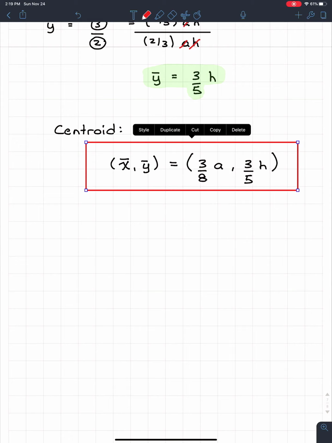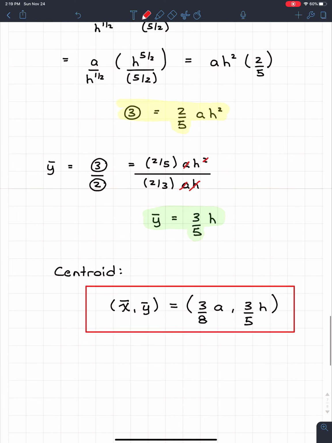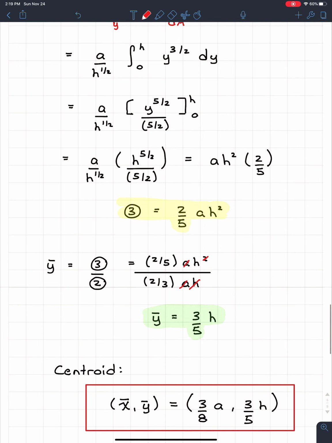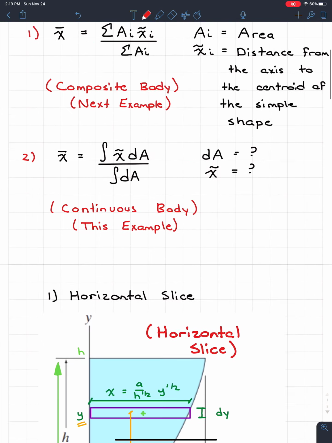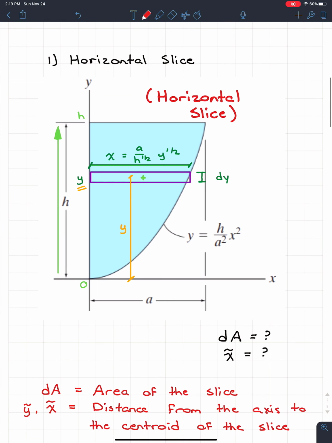Perfect. So that's how you find a centroid for a continuous body. And as you guys can see, it sucks. A lot of math, a lot of everything, a lot of integration. So hopefully, and I say hopefully because I don't know what they're planning. You guys did so good on the midterm that I have no idea what they're going to want to do. I guess we'll come back to this figure. Hopefully they just give you numbers.